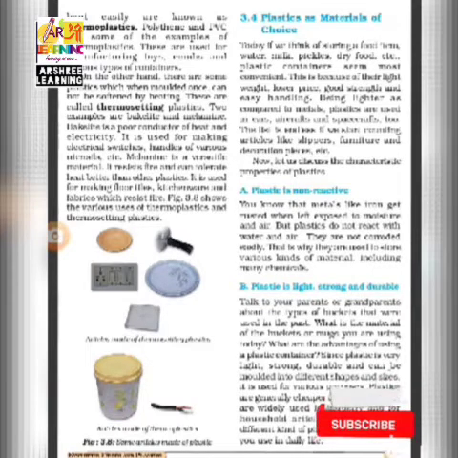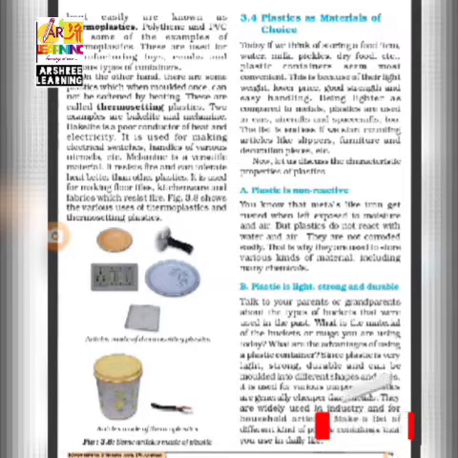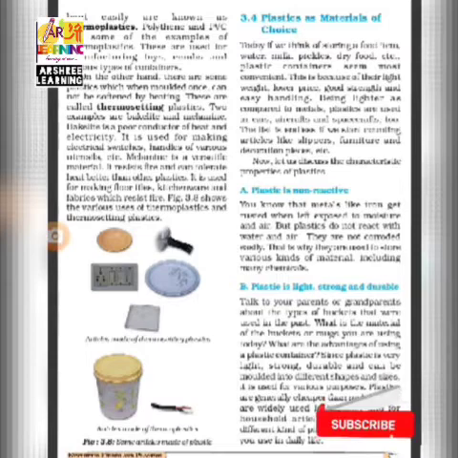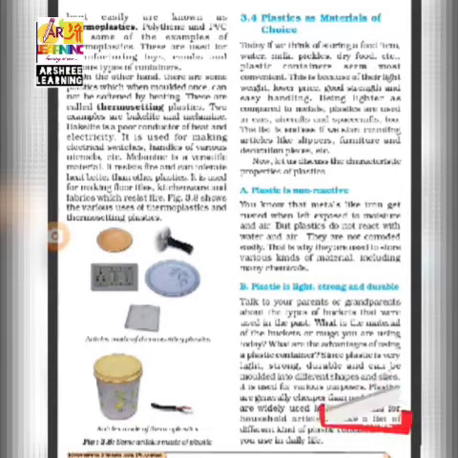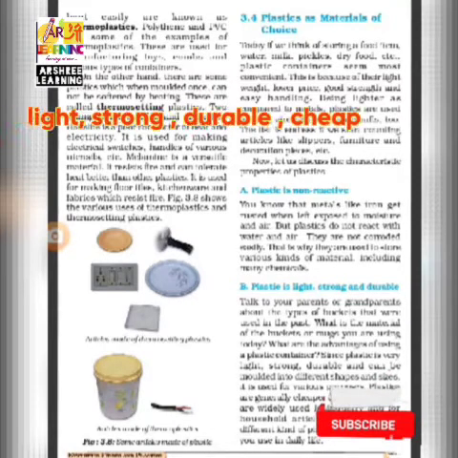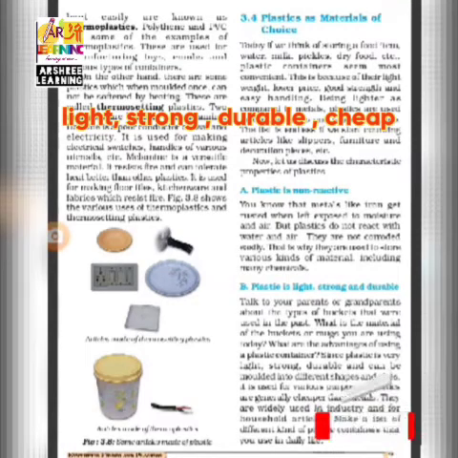Plastic is light, strong and durable. Plastic is lightweight, that is the advantage. Most of the utensils and things which are made of plastic are lightweight. The objects are made of plastic because they are light. If we make them of metal, they will be very heavy. Plastic is strong. It is not as strong as metal, but it is a tough material, so it can be used as a substitute for most metals.